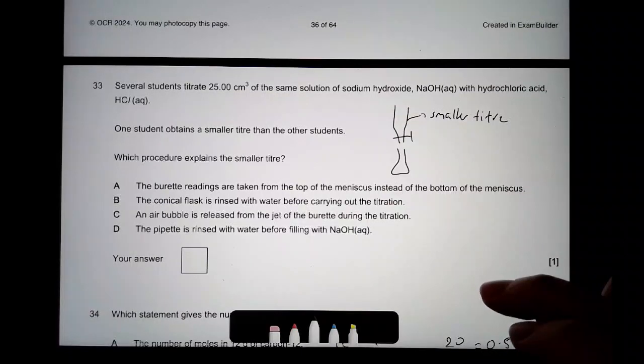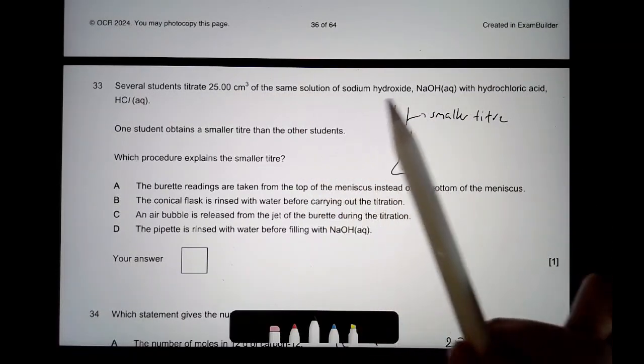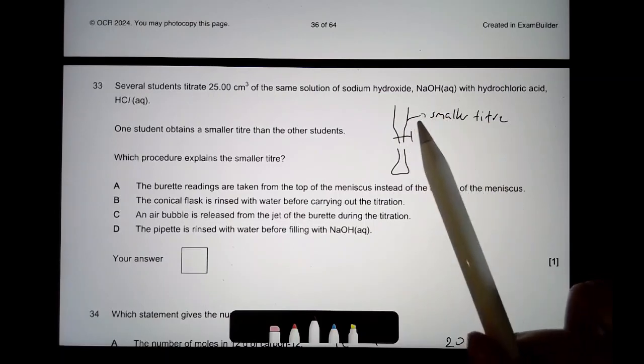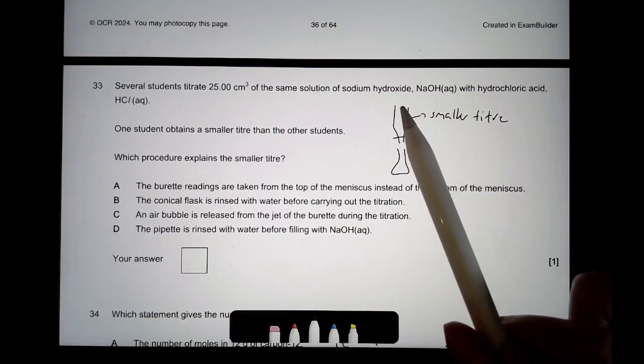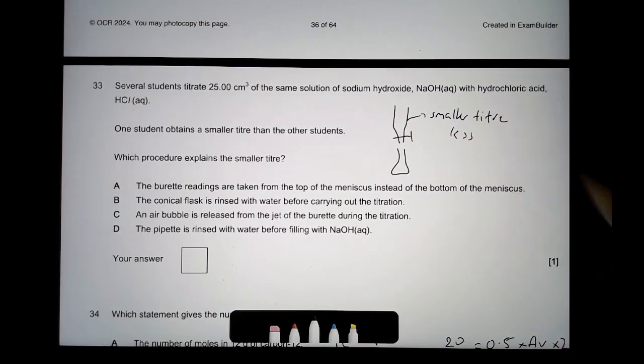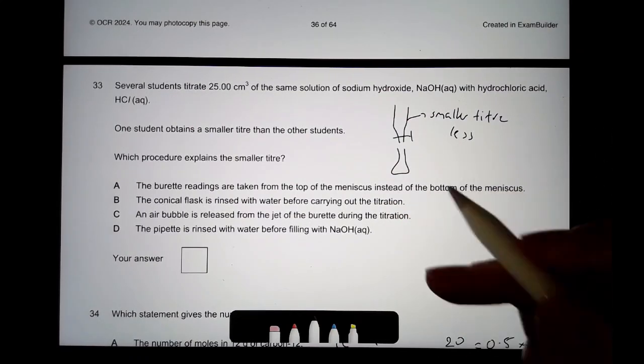Question 33. A student is titrating sodium hydroxide with hydrochloric acid and they're getting a smaller titre. Remember, the titre refers to what's being added from the burette. You're adding less than everyone else and they want to know why. First thing, burette readings are taken from the top instead of the bottom. That's not going to make a difference.